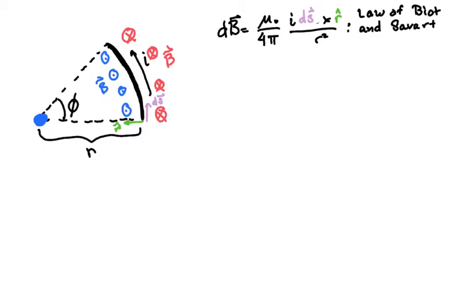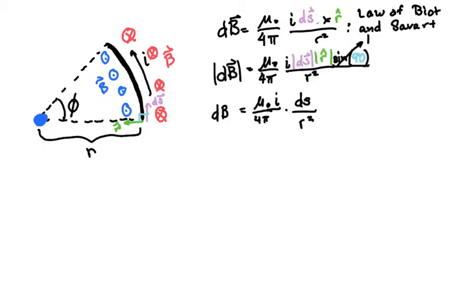Is it a full circle? Is it just a tiny sliver of the circle? Well, that's where this angle phi comes into play. We can see that because we have a circular arc, our radial unit vector, r hat, is always going to be 90 degrees from our differential path vector ds. So we can simplify our cross product right here.